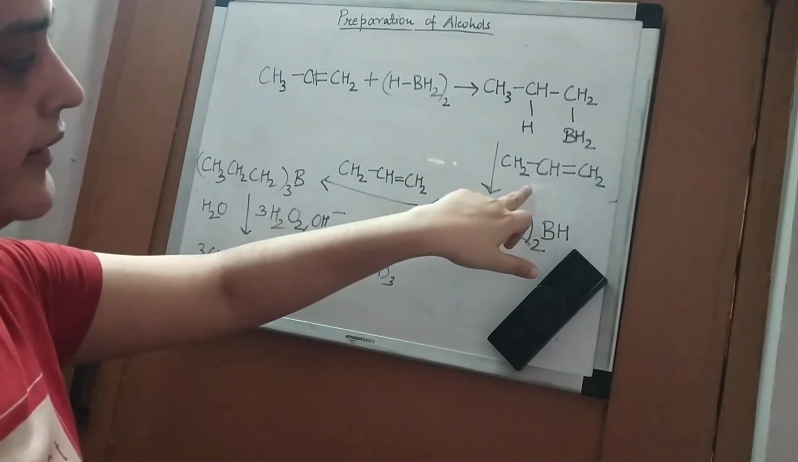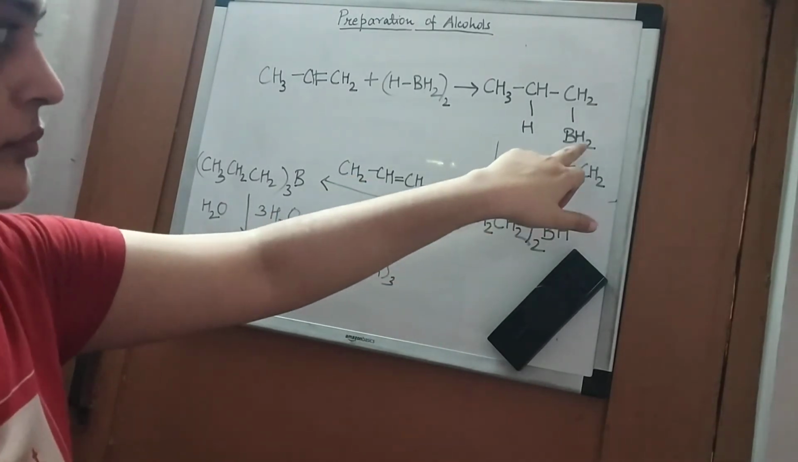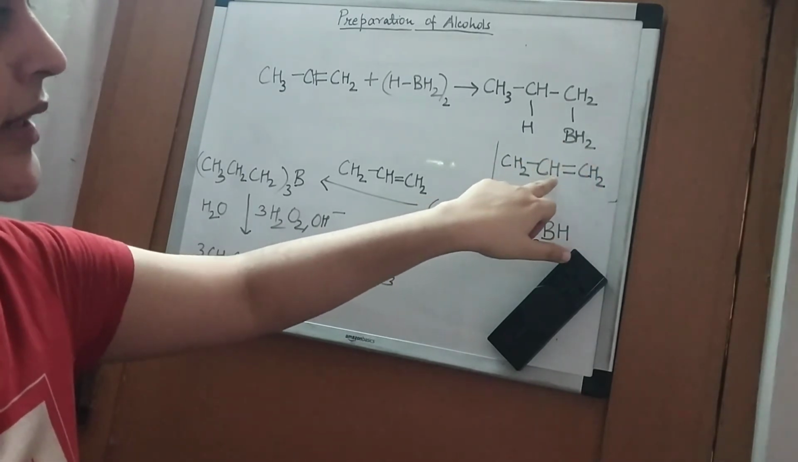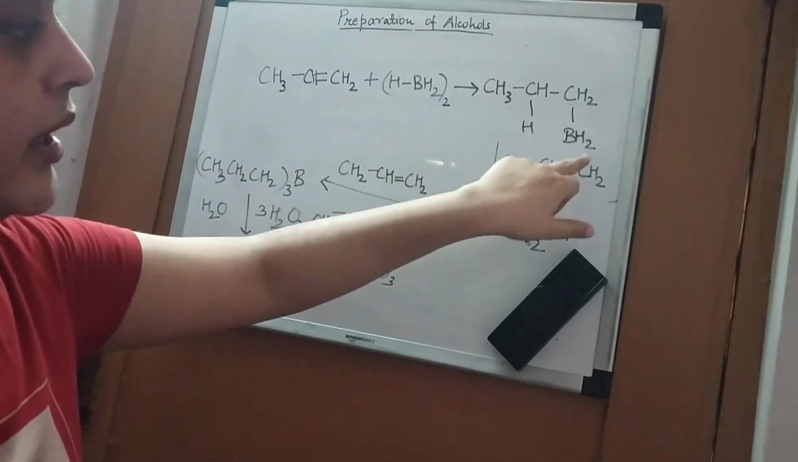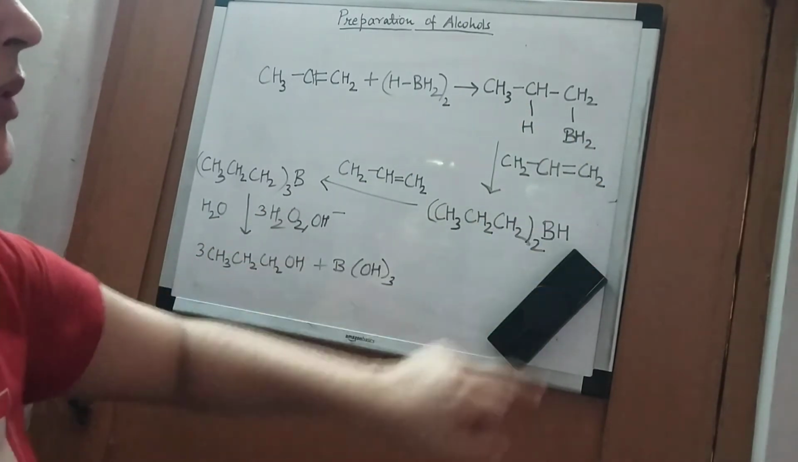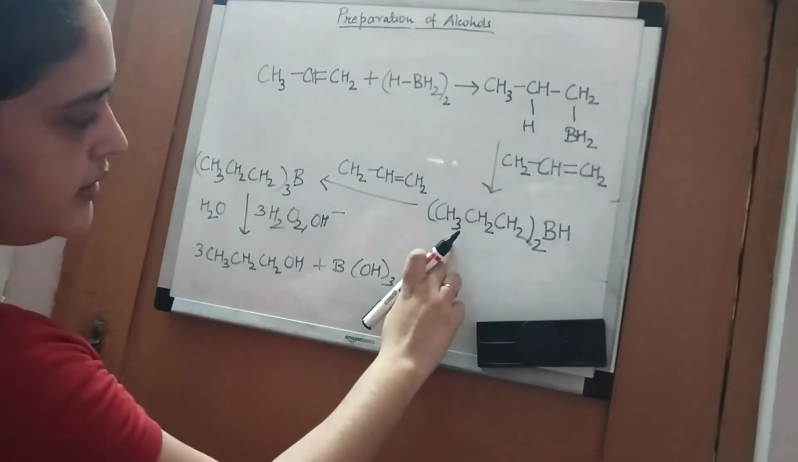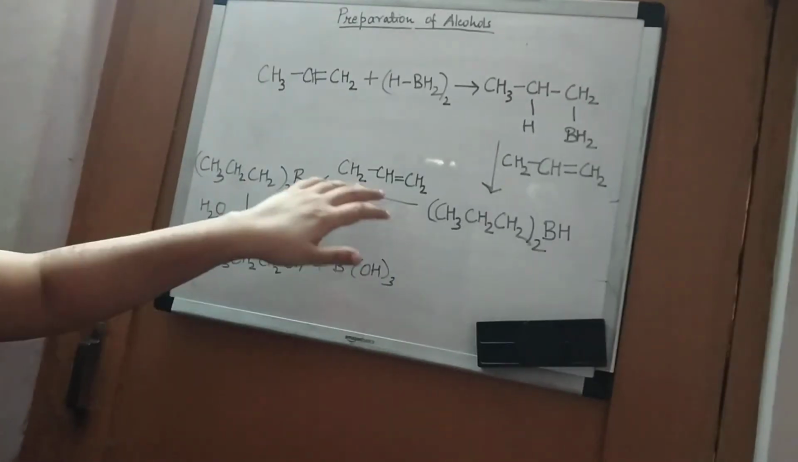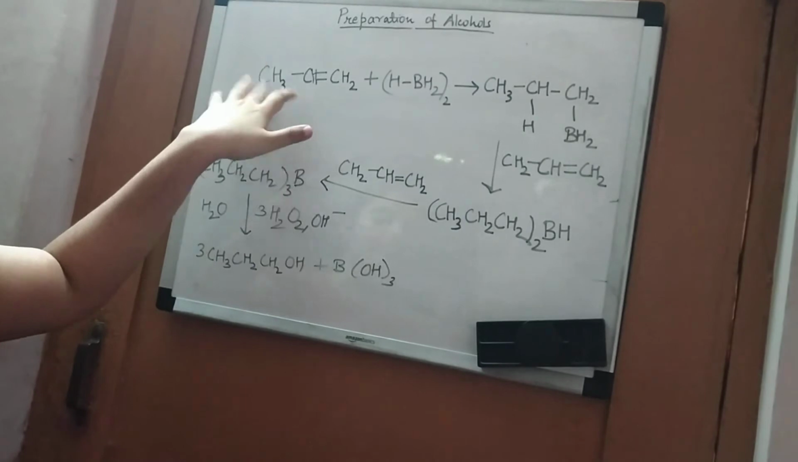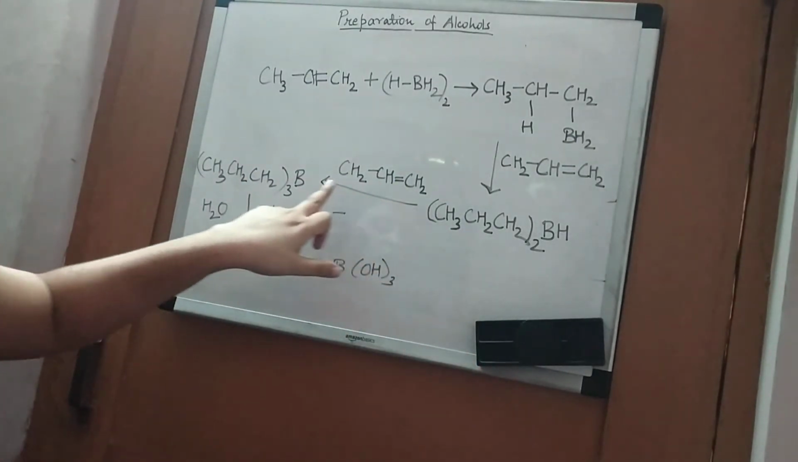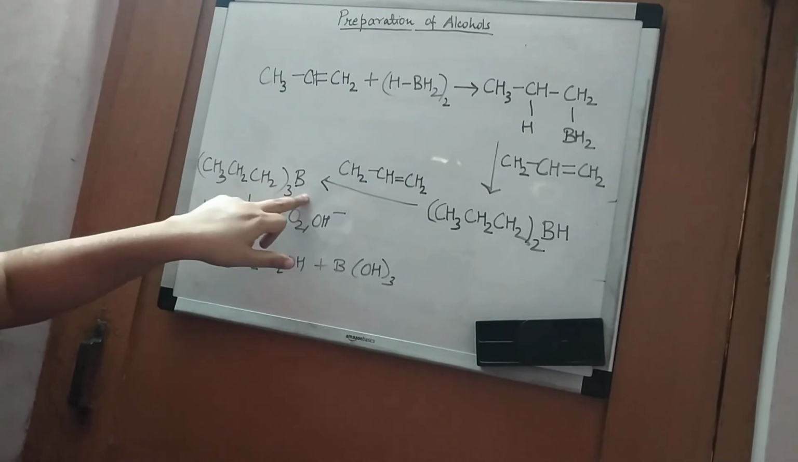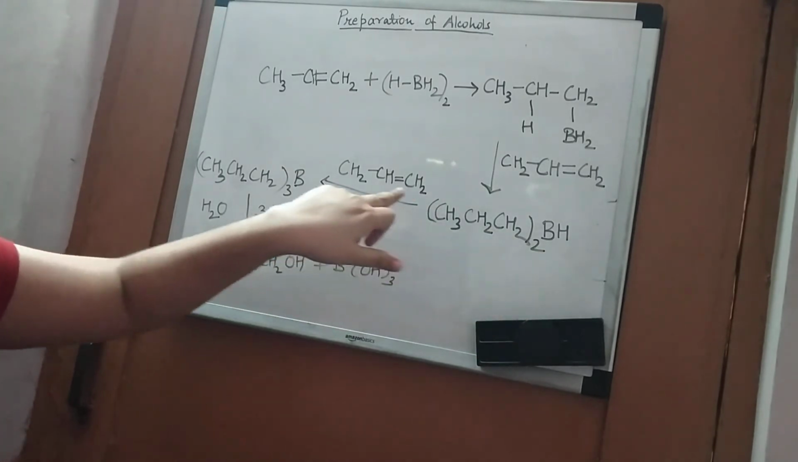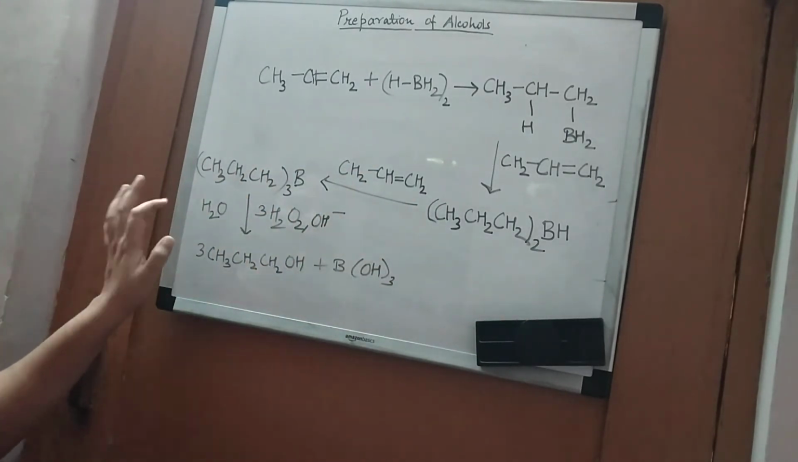Now again, if we add alkene molecule, then where the boron atom is present, the hydrogen atom will get attached to this carbon atom, and this whole part will attach to this carbon atom. So this structure is formed: (CH3CH2CH2)2BH, right? When we again add the same alkene molecule, then what is formed here? Trialkyl borane. The hydrogen atom of the borane is replaced by the alkyl group.